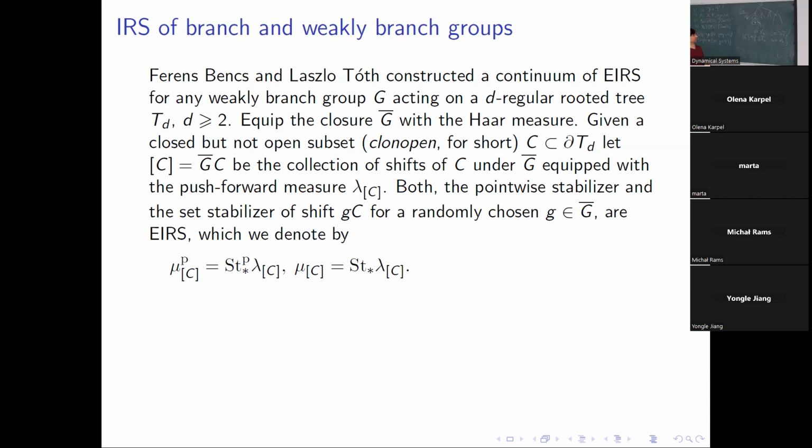Then we can consider pointwise stabilizers of sets. So the pointwise stabilizer of a set A is just the set of all elements g in G which act trivially on A. So gx equals x for any x in A. And the set stabilizer is just the set of all elements which possibly somehow act inside A, but gA as a set will be equal to A.